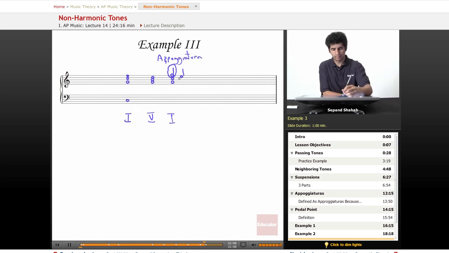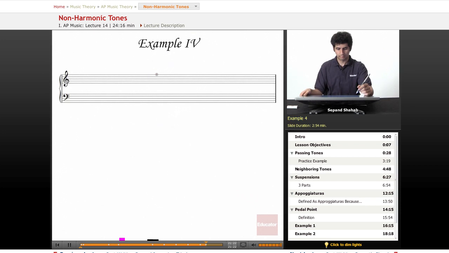And of course, the appoggiatura resolves down by step, but is unprepared in that it doesn't come from a consonant on the same note, which would make it a suspension. And it's not being approached by step like the neighboring tone or the passing tone. And for the last example, let's say we are given a passage that already has some non-harmonic tones in them, and we are asked to analyze them.